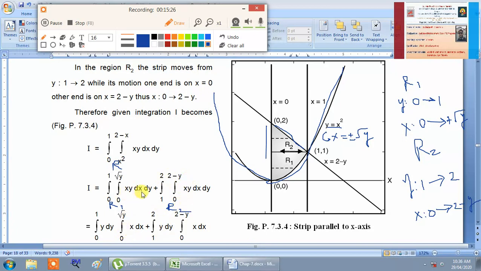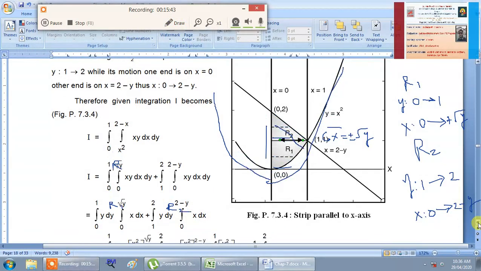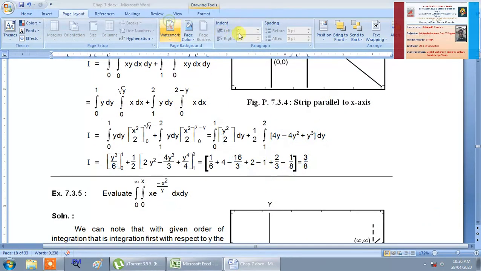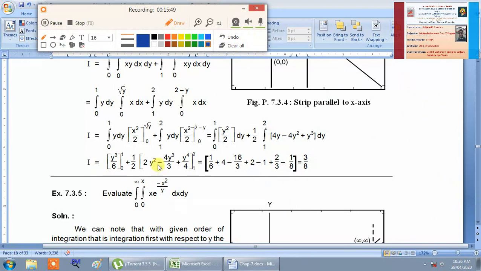Therefore integrate this. The first integration will be carried out with respect to x, because the strips are parallel to the x axis. So integrate with respect to x first. Integration of x dx is x square by 2, here also x square by 2. Put the upper limit and simplify, and if you simplify, yes, we get the answer equal to 3 by 2. It is a very easy integration, that's why I'm not going to explain it in detail. Thank you.